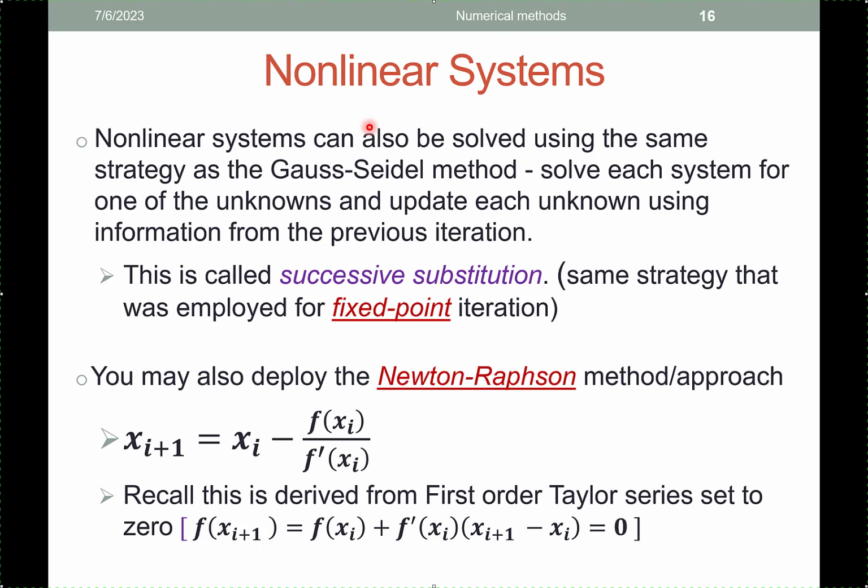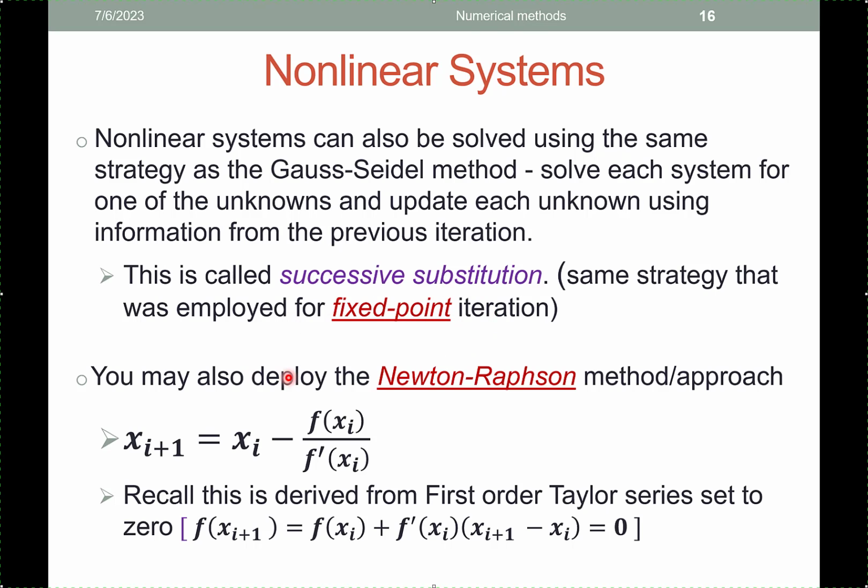All right, so now we're going to look at nonlinear systems, right? And this is basically, you could use the Gauss-Seidel method with nonlinear equations. And again, this is called successive substitution. So everything we did before, you continue. And again, it's the same strategy as the fixed point iteration that we've seen before.